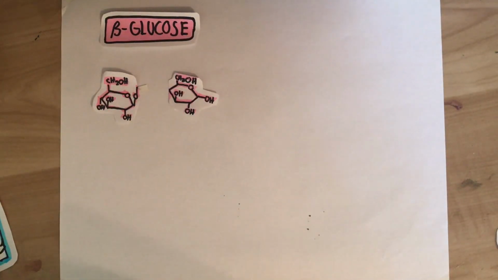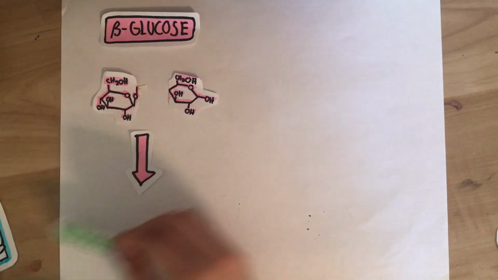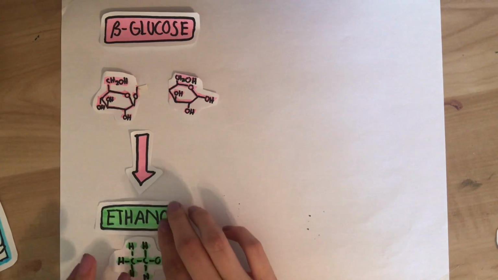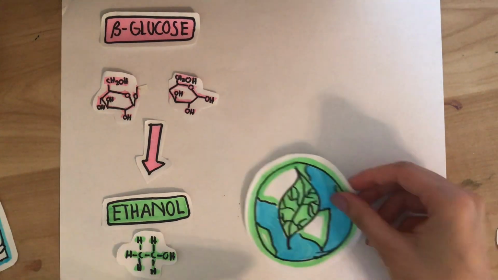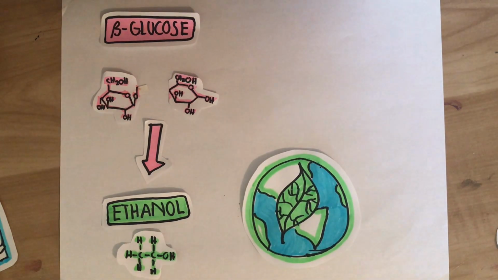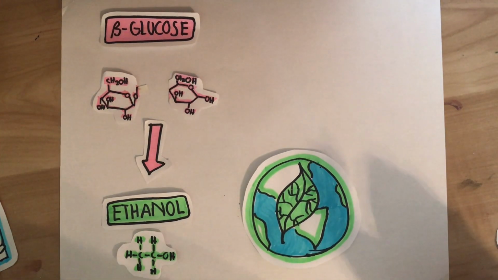Once we obtain beta glucose, it can be further fermented into ethanol. Ethanol is a biofuel which is renewable. As a renewable source which does not require excavating, it is better for the environment, and it is a good source of energy.